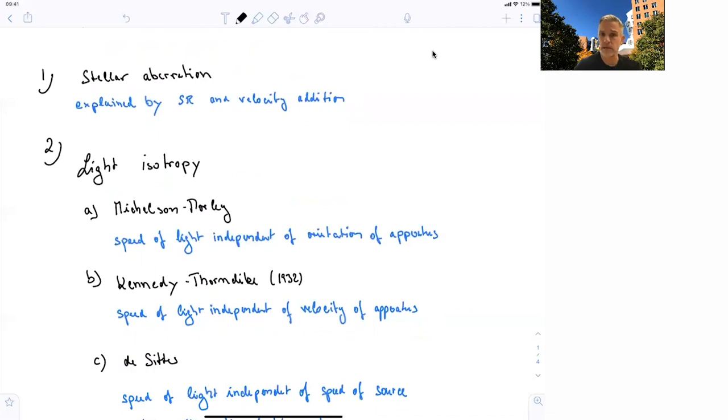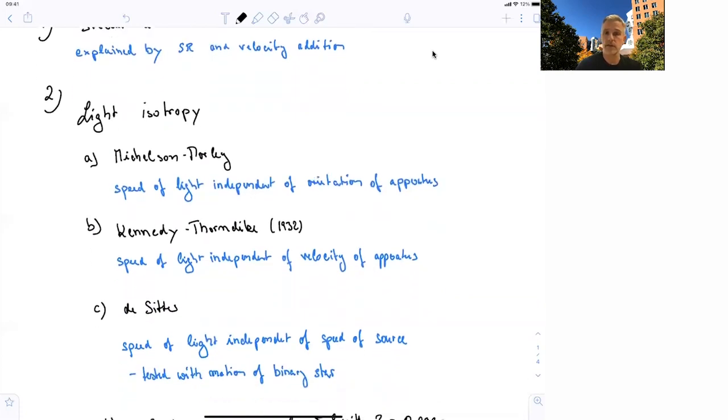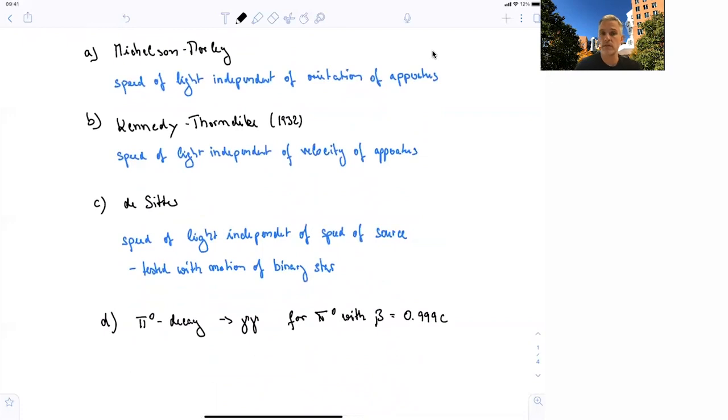We have not discussed in detail another experiment which is very similar. It's the Kennedy-Thorndike experiment, which tests that the speed of light is also independent of the velocity of the apparatus itself. As one of the homework assignments, we looked at de Sitter, who tested that the speed of light is independent of the speed of the source.